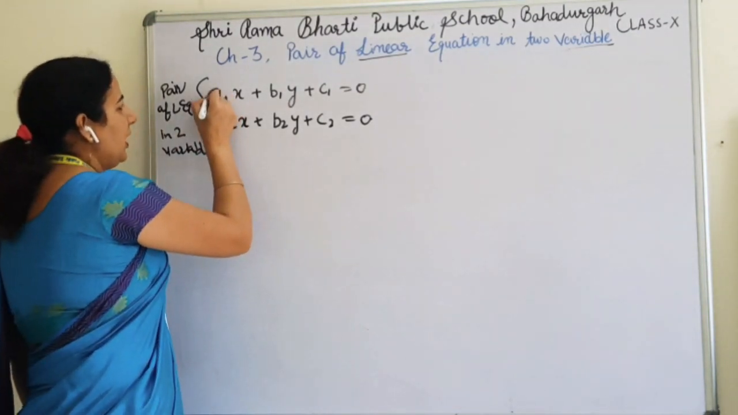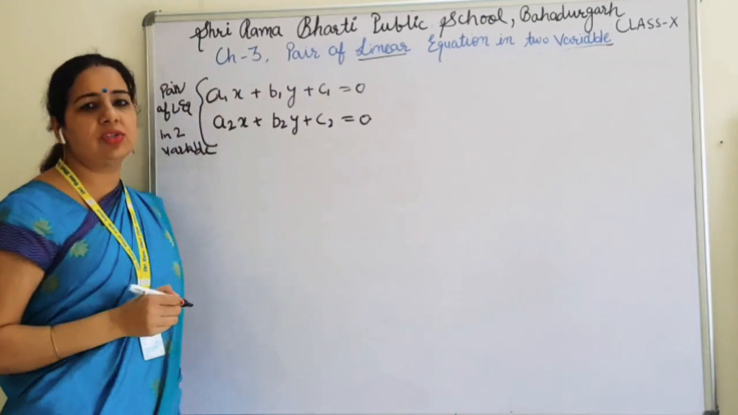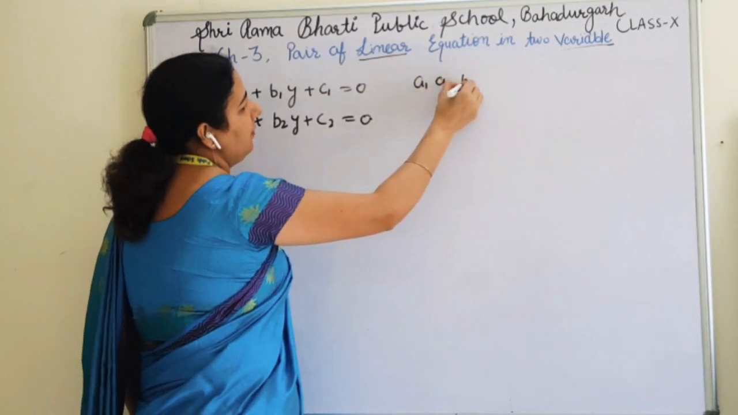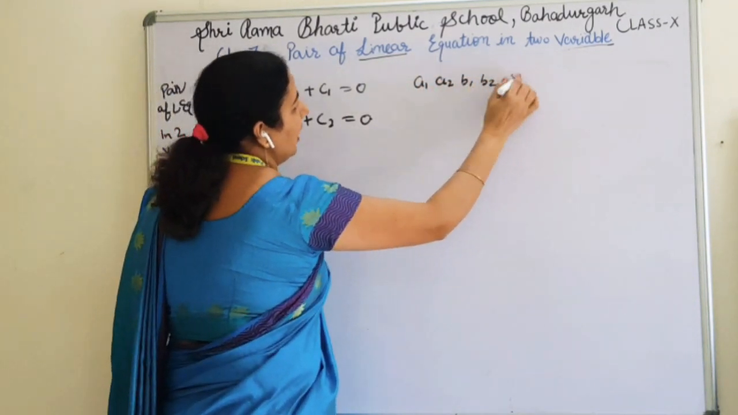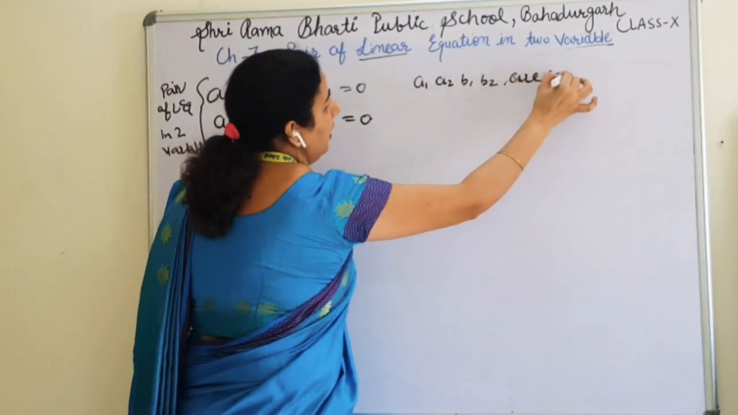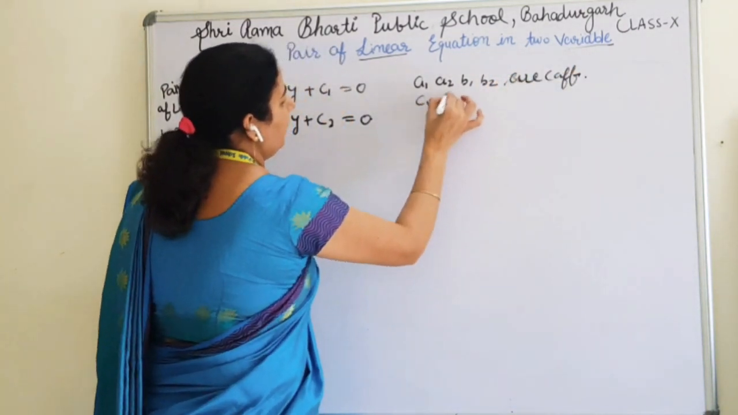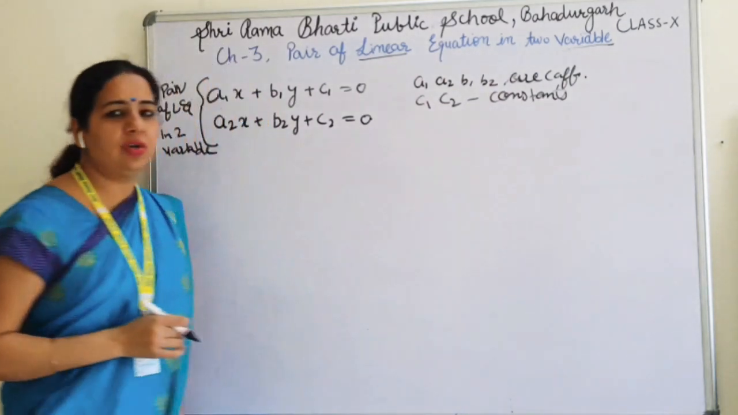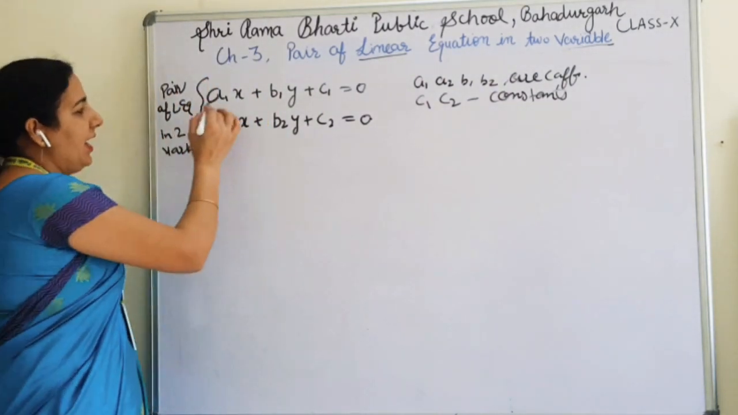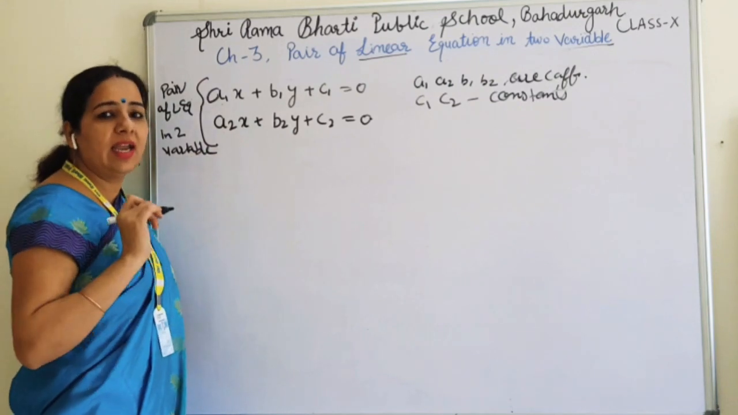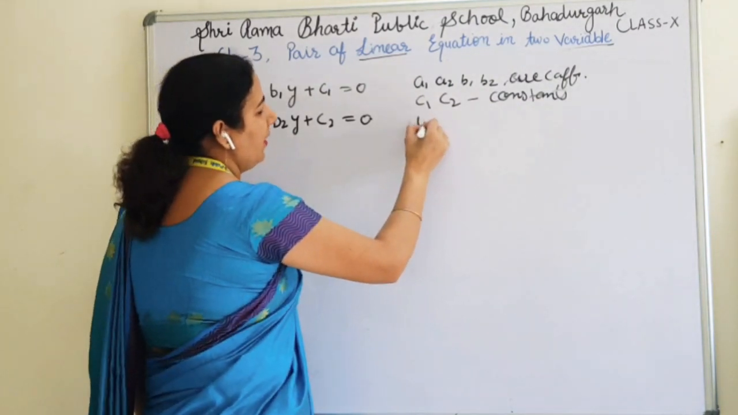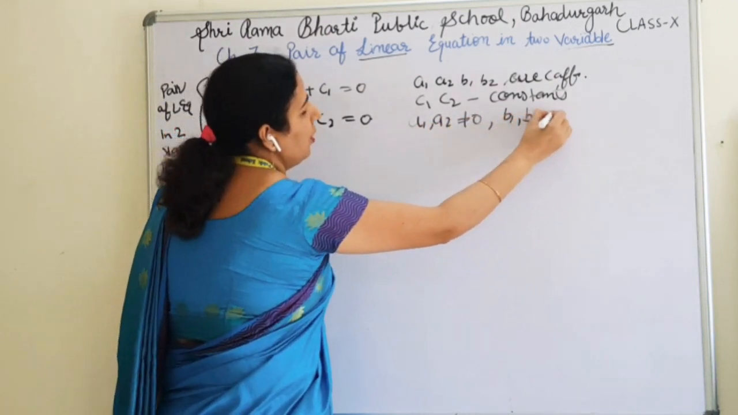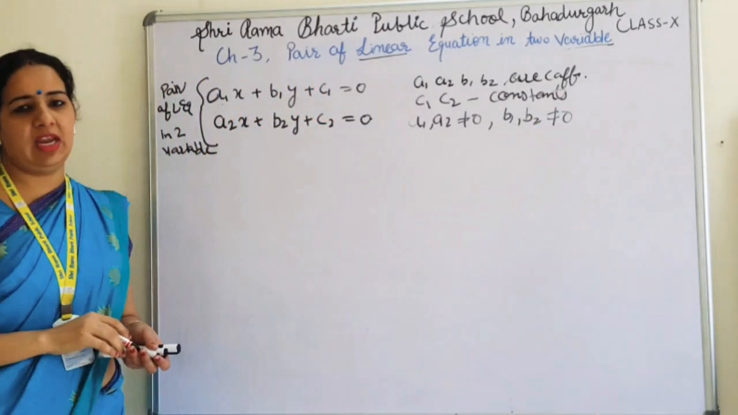And what about these a1, a2, b1, b2, c1, c2? a1, a2, b1, b2 are the coefficients. c1, c2 are the constants. And one more thing, students: a1, a2, b1, b2 can't be equal to 0. a1, a2 not equal to 0, b1, b2 not equal to 0. Means they should not be equal to 0.